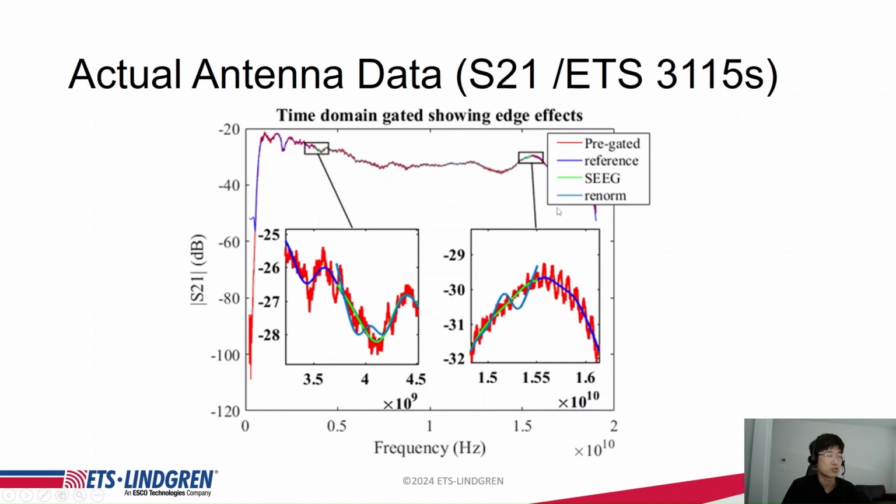This figure shows the comparison of SEEK and renormalization method for real measurement data. It shows, comparing to the reference data, which is the blue line, the SEEK data, which is the green line, has much less edge effects compared to the light blue line, which is the renormalization method.